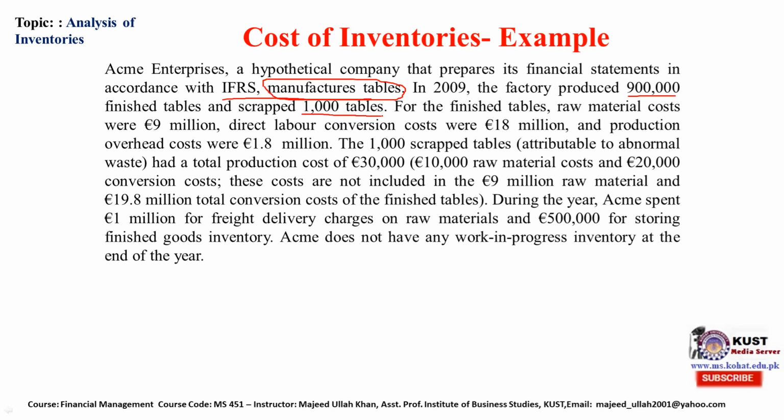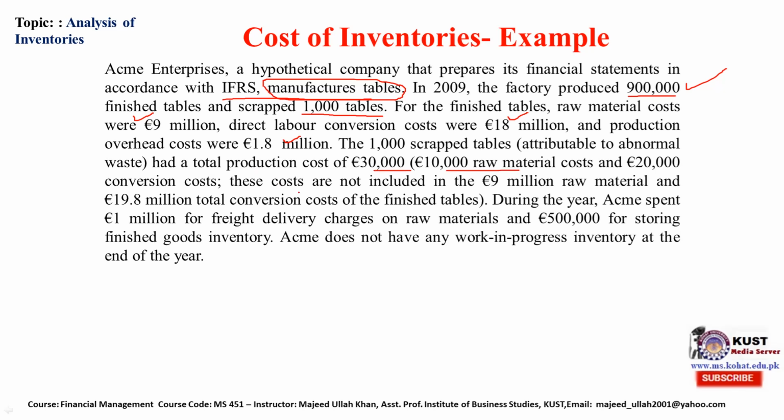That scrap is abnormal. As for the finished tables, raw material cost was 9 million, direct labor and conversion cost were 18 million, and production overhead was 1.8 million. So this is the cost for these 900,000 finished tables. The 1,000 scrap tables attributed to abnormal waste had a total production cost of 30,000: 10,000 raw material and 20,000 conversion.